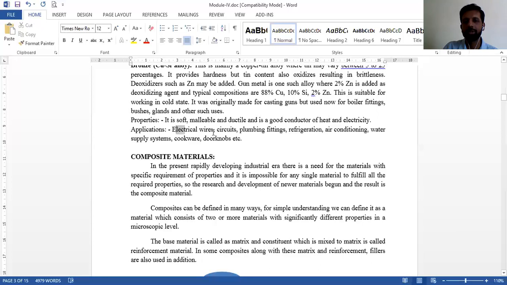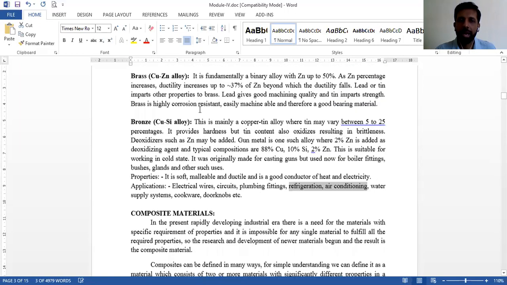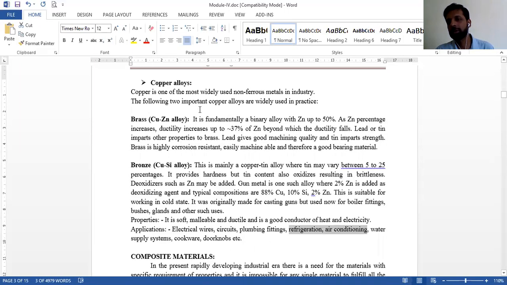Apart from this, electrical wires, not exactly actually. Plumbing fittings, yes, they use this. And in refrigeration and air conditioning, it is not majorly used, except for bushes and other things made up of bronze. Like this, we have many other different types of alloys also.